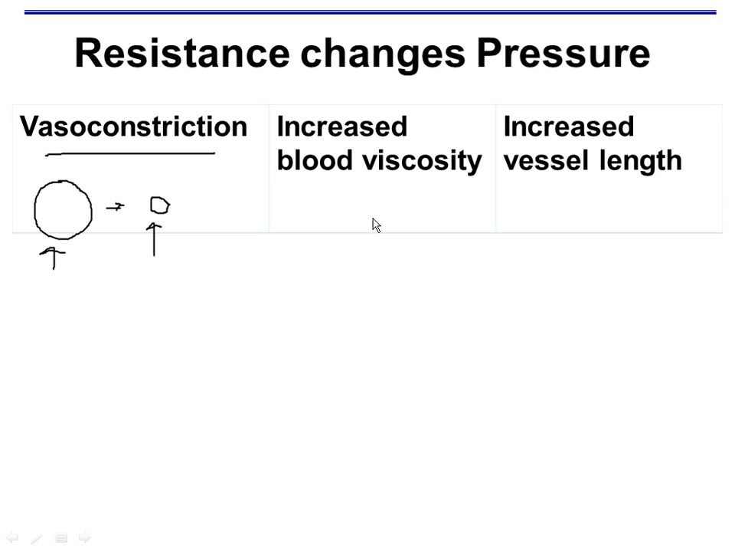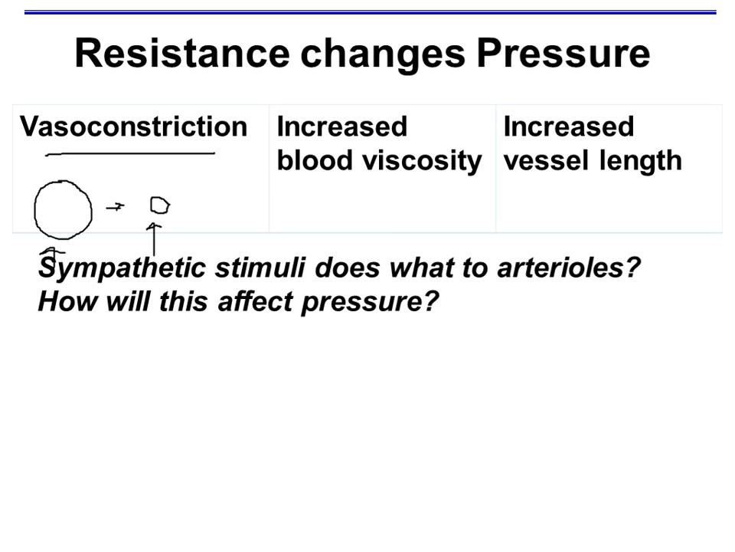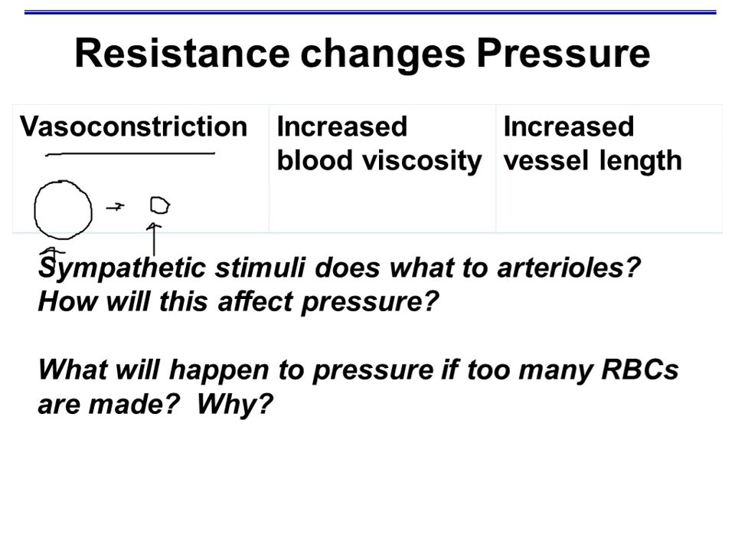Now normally, on a case-to-case, moment-to-moment basis, it's really vasoconstriction that we're going to use to manipulate resistance. And remember, if I manipulate resistance, I manipulate pressure. So as a quick review, you should be able to answer these questions on your own by this point. Sympathetic stimuli does what to arterioles? And if you increase sympathetic stimulation and you get this effect, how does that change pressure? Also, you should be able to answer this question: what happens to pressure if too many red blood cells are made, and why?